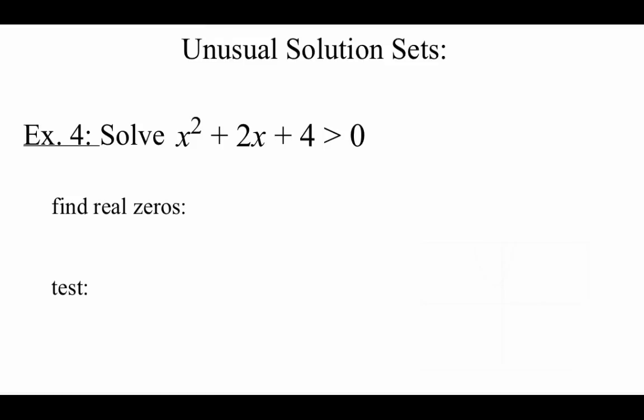There are a couple of unusual cases that we could run into along the way. This is one of them. We've got x squared plus 2x plus 4 is greater than 0. Now, as we're solving this one, I can see that this isn't going to factor out. So I'm going to run through and set up my quadratic formula real quick and see what happens when we do that.